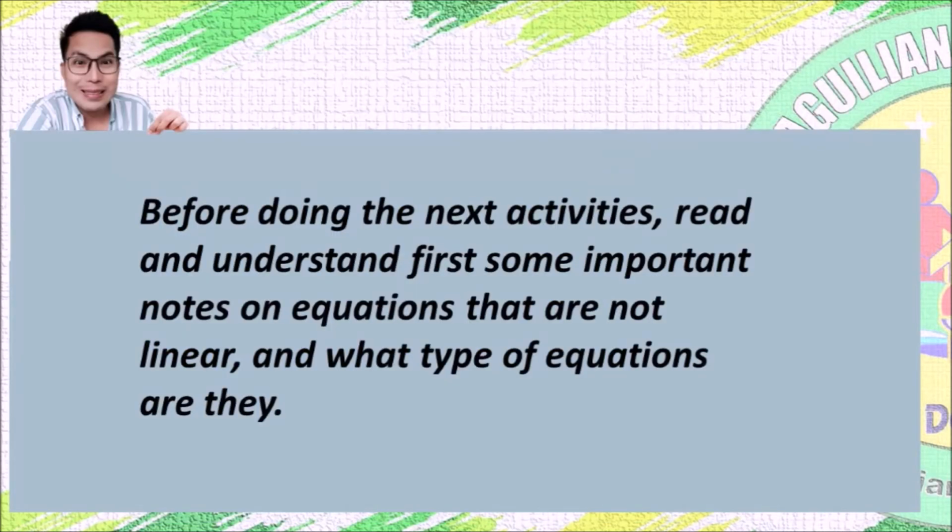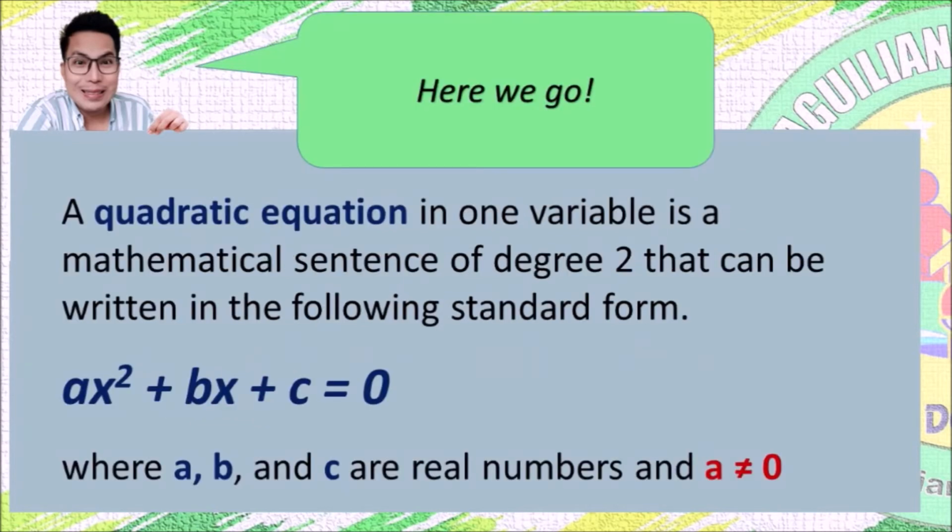Before doing the next activities, read and understand first some important notes on equations that are not linear and what type of equations they are. Here we go. A quadratic equation in one variable is a mathematical sentence of degree 2 that can be written in the following standard form: ax squared plus bx plus c is equal to 0, where a, b, and c are real numbers and a is not equal to 0.